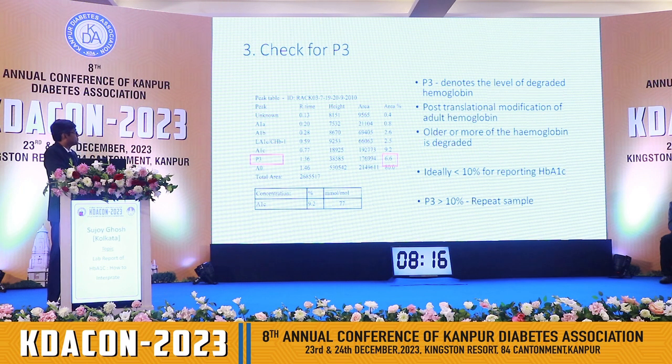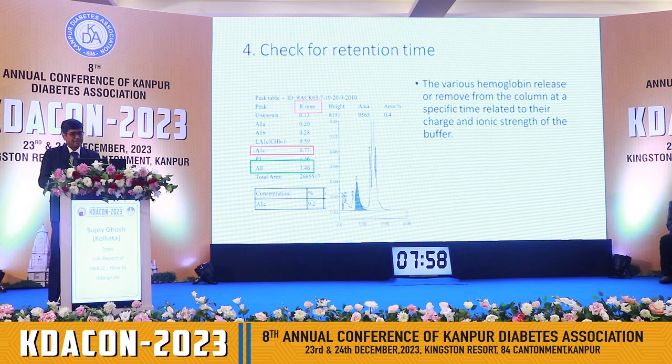Now I told you here P3. Now P3 denotes the level of degraded hemoglobin. The older it is, the worse it is. And ideally it should be less than 10%. If it is more than 10%, please don't look at the graph. That means half of the sample was already hemolyzed. So you don't know what is happening. The next thing to look at is retention time. The various hemoglobins move in the column at a specific charge, and therefore you are supposed to look at whether the retention time is normal or not.